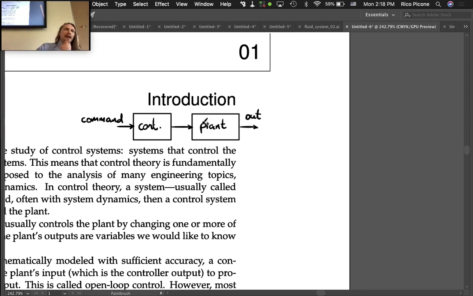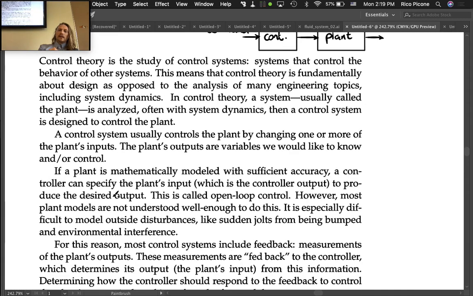And if it knows the plant super well, has a great idea of what's going to go on in the plant, it can just simply say, okay, if I want this angle to be at 45 degrees or 32 degrees or whatever we said, then I'm going to need to put in this amount of voltage to make that result happen. Its input to the plant would be the voltage that it puts out. That would be one way to go about controlling what the plant does. This is called open loop control.